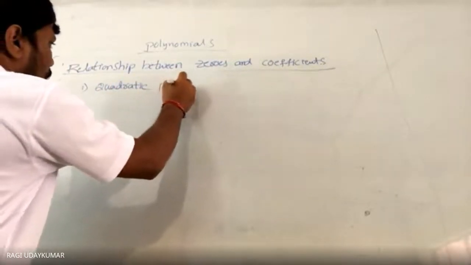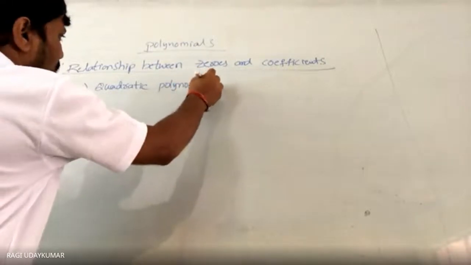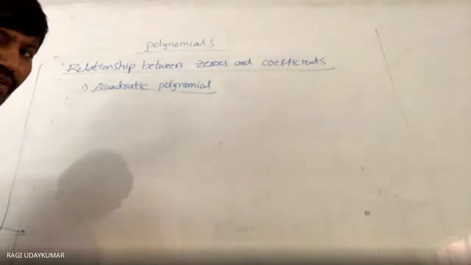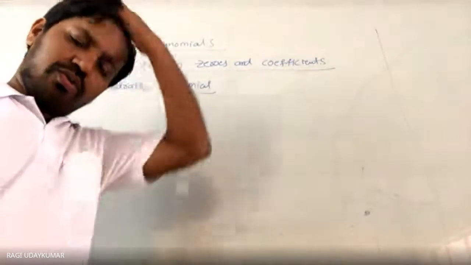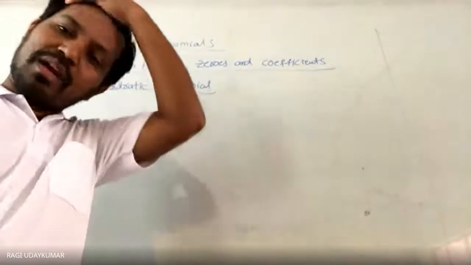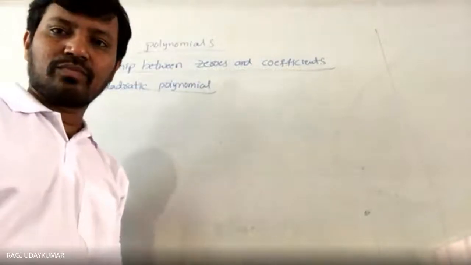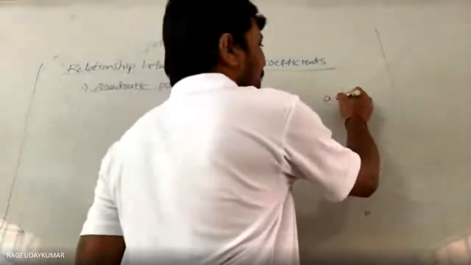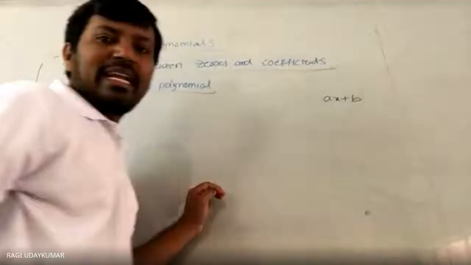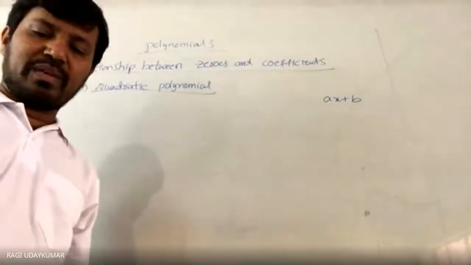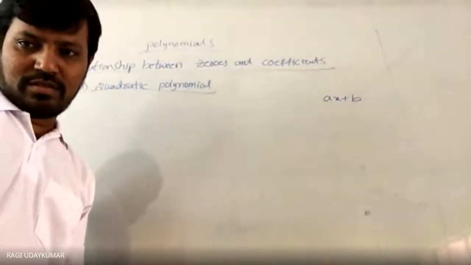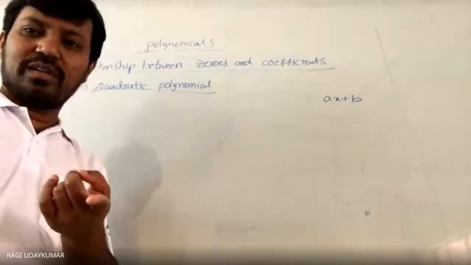Sir, why quadratic polynomial? You directly enter into the quadratic polynomial. Why don't you take the linear polynomial first? So, what is the general form of the linear polynomial? ax plus b. The general form of the linear polynomial is ax plus b. How many zeros will be there? Only 1 zero will be there.